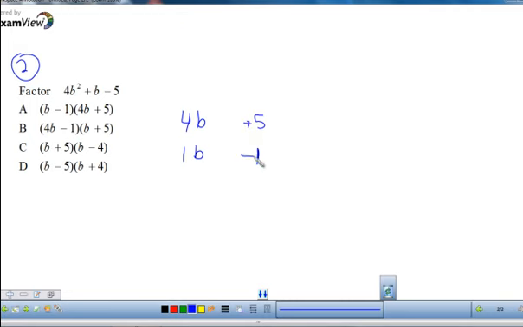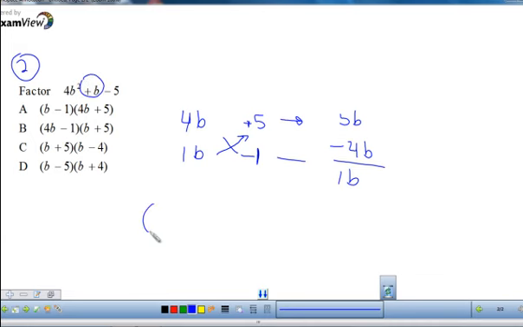Okay. So we're going to cross multiply to verify my answer. So 5 times 1b is 5b. Negative 4 times negative 1 is negative 4b. And then by adding them, we get 1b. And we check to make sure that we do get the middle term.